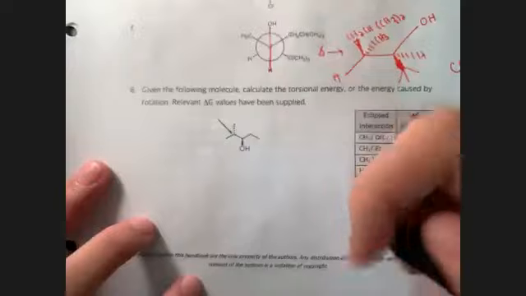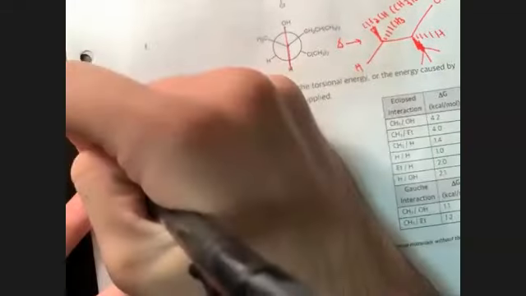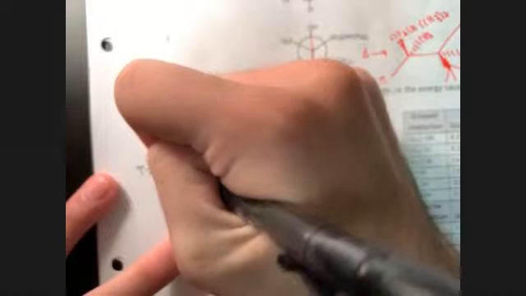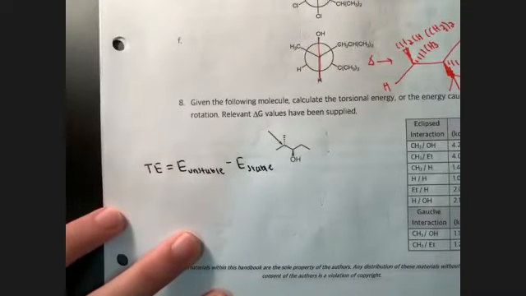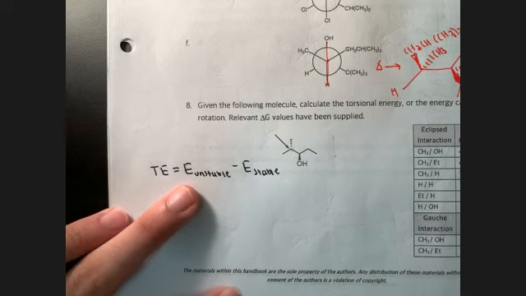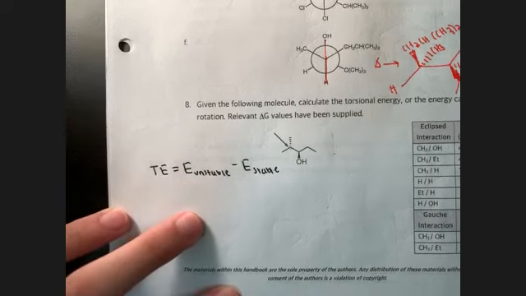Well, torsional energy, let's call that TE, equals the energy of the unstable minus the energy of the stable. And I think you can understand what that means. The energy of the unstable is probably going to be what name? What Newman projection is the most unstable one? Eclipsed, yeah, but we want it specifically totally eclipsed.